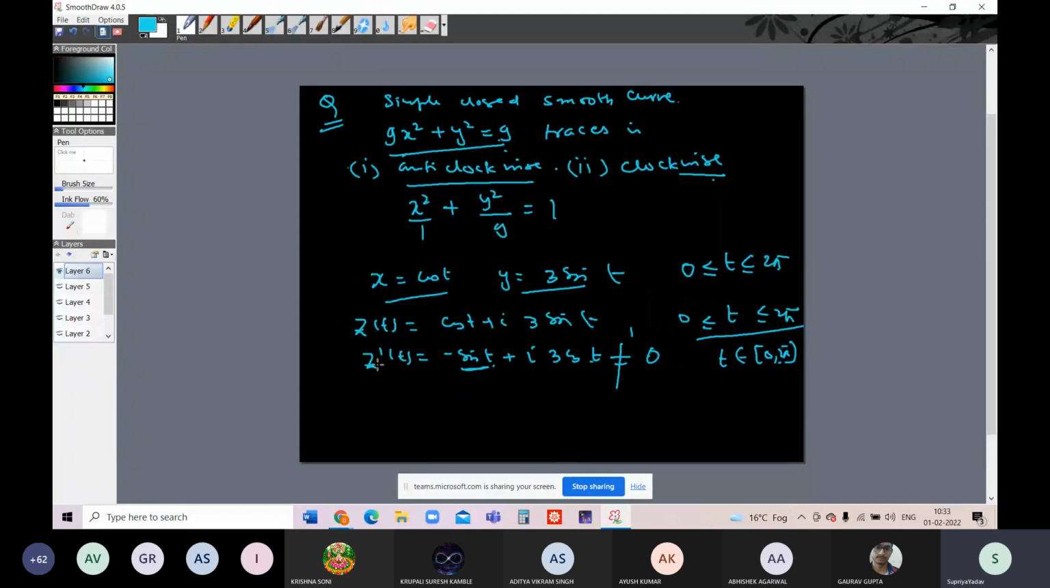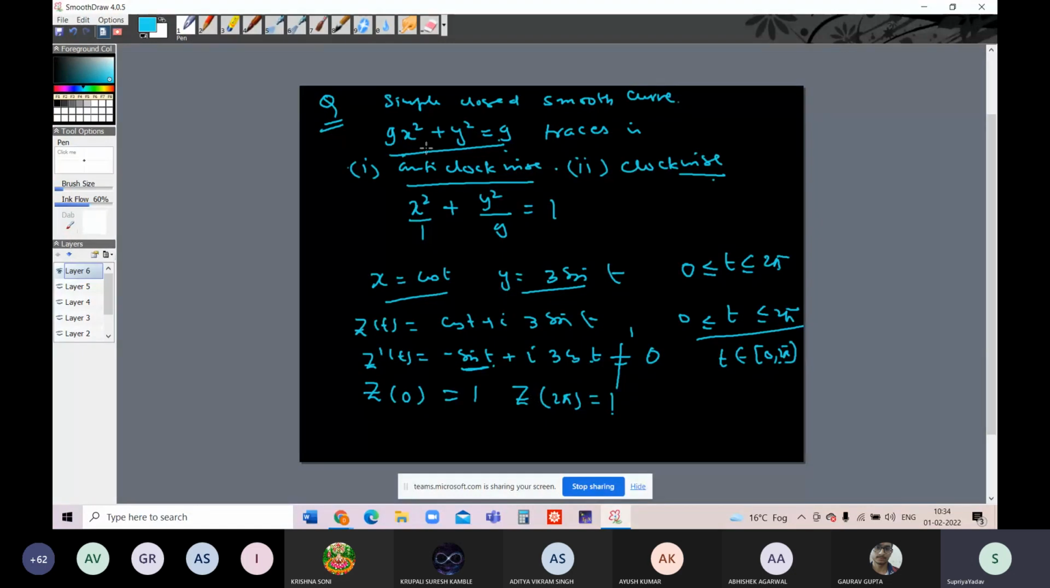And next, it is saying that it is a closed curve. So you can see that z(0) is 1 and z(2 pi) is also 1. So at the end points z(t) is the same. It means that it is a closed curve.